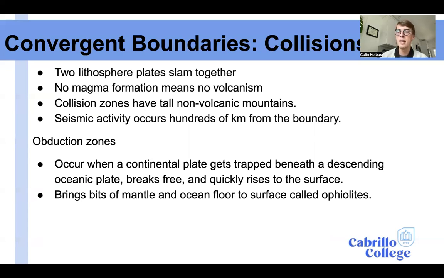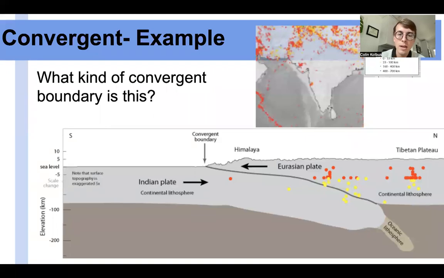is when a continental plate gets trapped beneath a descending oceanic plate, a section of it, and then it gets pushed down under the overbearing plate and then rises to the top very quickly, which can bring bits of the mantle and ocean floor to the surface in things called ophiolites. Here's an example of a collision, a convergent boundary.